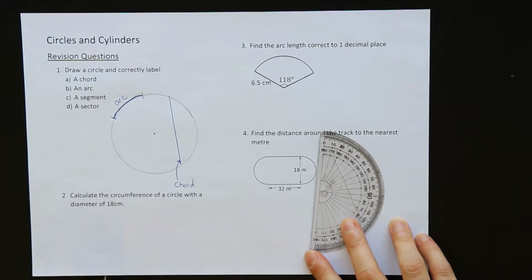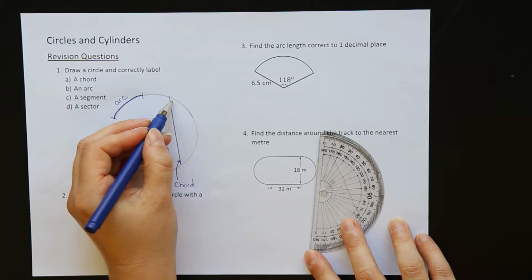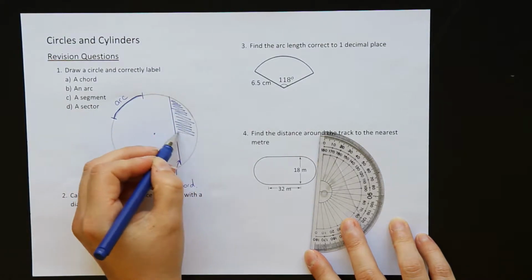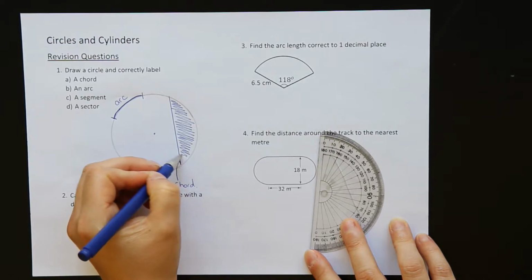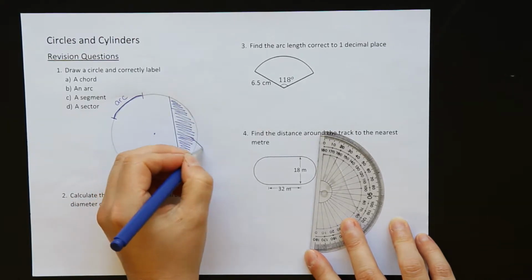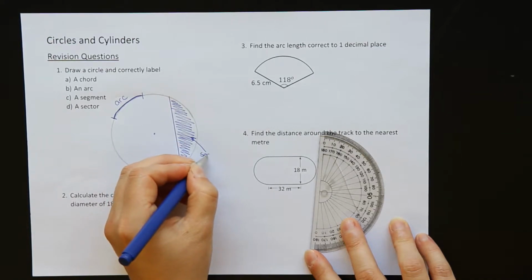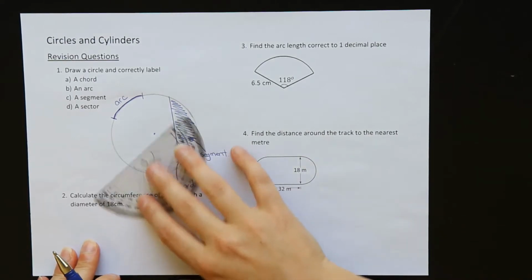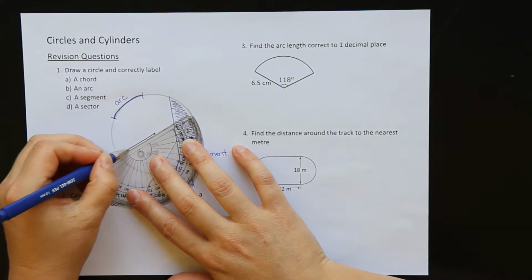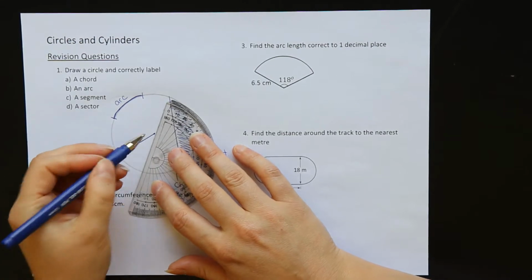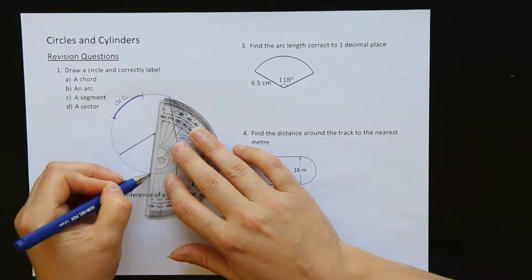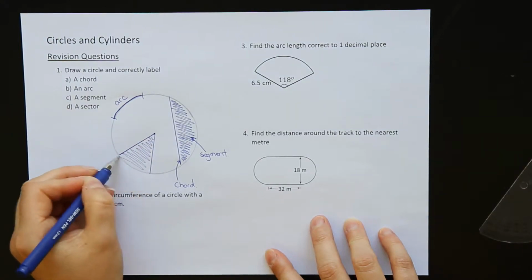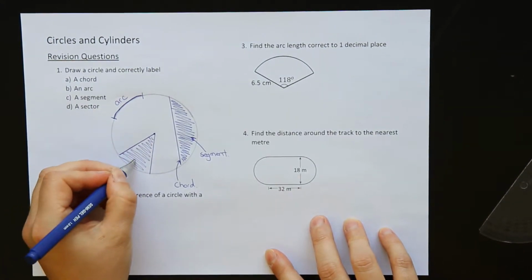A segment is the area cut off by a chord. So remember, there is a major and a minor segment. I'm just going to label this minor segment here. So that bit there is a segment. And a sector is like you're cutting this like a pie or a pizza. So a wedge cut out. The area of that wedge in there, that section, is a sector.